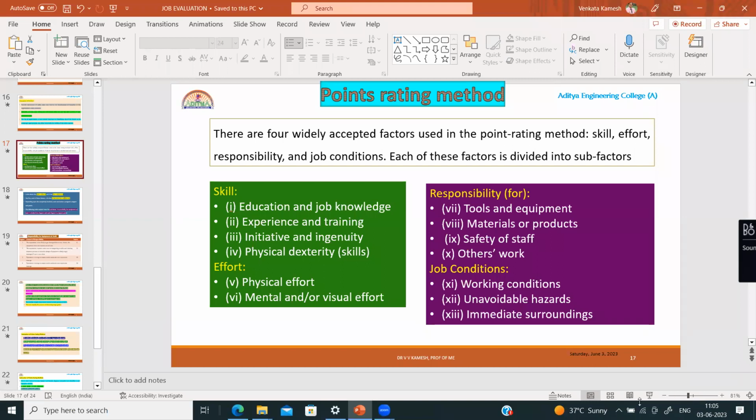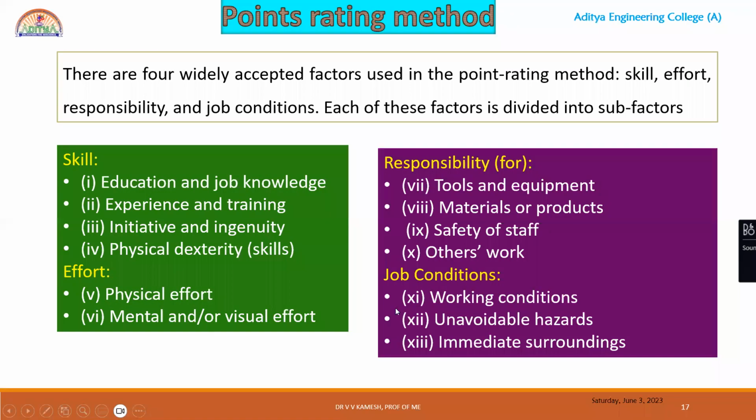So this is the last method of the four methods of job evaluation, mainly the important methods. In my earlier sessions, I completed the qualitative methods and the factor comparison method. Now this is the most important one. This is the points rating method, right?